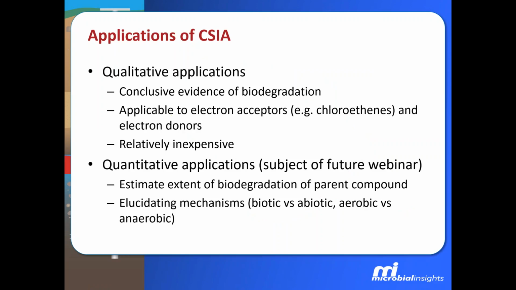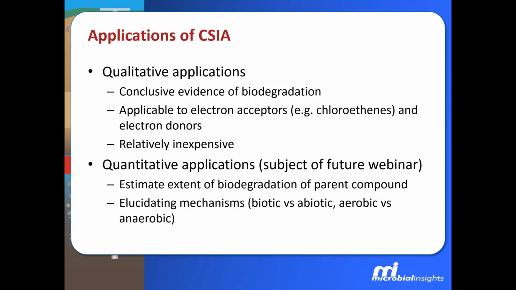So in terms of summarizing our applications for CSIA, what advantages do we have? Well, again, we have a technique here that can, under conditions, provide conclusive evidence that biodegradation is taking place. And it is applicable to electron acceptors, as we were just seeing, unlike stable isotope probing. But it will also be applicable to electron donors. So CSIA is more widely applicable in terms of contaminant type than is SIP. It's also relatively inexpensive.